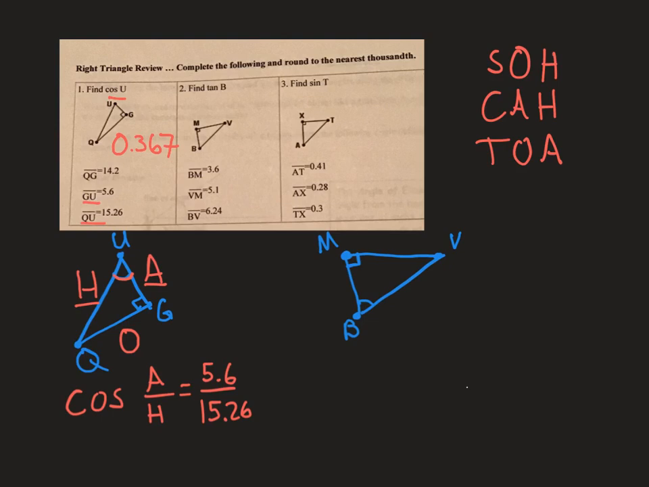And then we have our other one. We have MVB, and we're looking for tan B. B is this angle here. Our adjacent is going to be this side. Our opposite is going to be this side. And our hypotenuse is this side. Remember that the hypotenuse is going to be opposite the right angle. Adjacent means it is right next to your angle, and opposite means it is on the opposite side of your triangle.